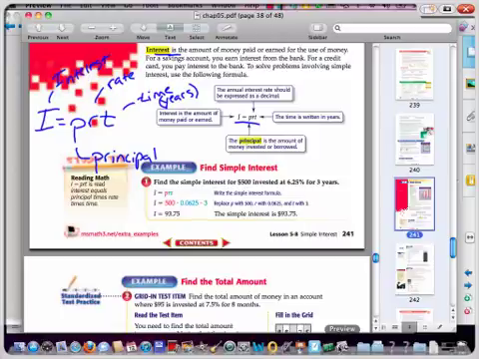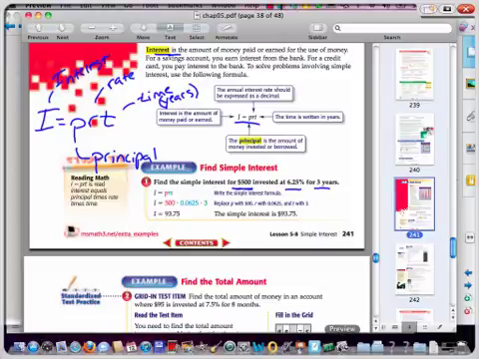So let's say, for example, that we want to invest $500. We can put it in the bank and get a rate of 6.25%. And we're going to do that for 3 years. And we want to know, how much money did we make while we did that? And by the way, if you can find 6.25% interest, go ahead and invest your money. That's pretty good right now. So let's take a look.